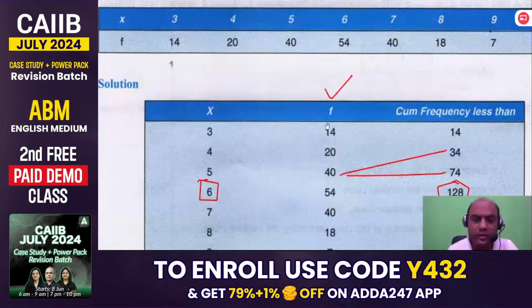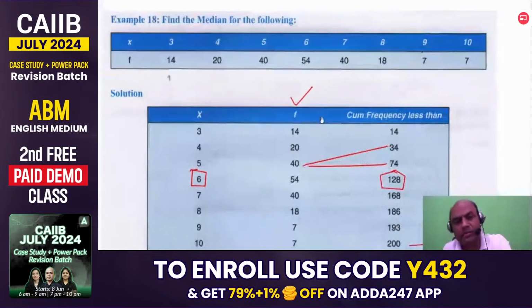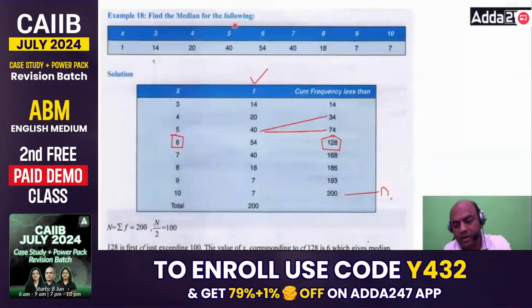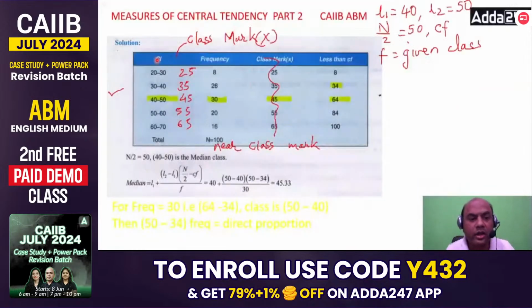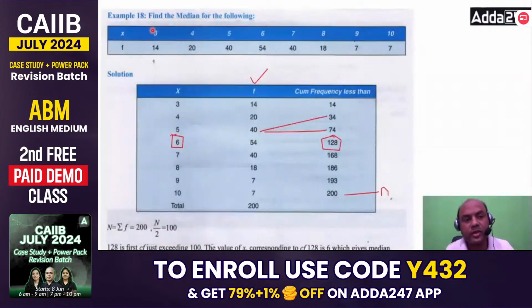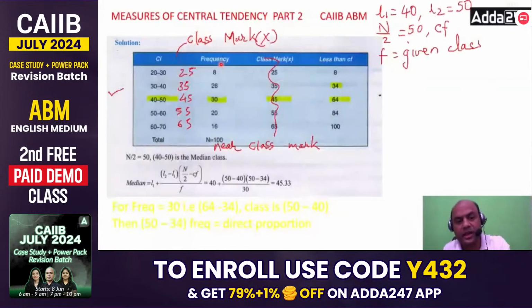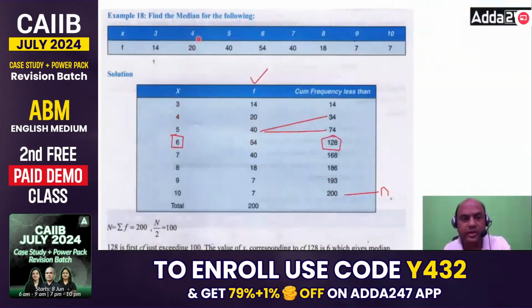Now look at the difference between this problem and the earlier problem. Here you had a class 20 to 30, 30 to 40, okay? But here you don't have the class interval. You have directly x, whatever is given, that is x, and the frequency is as it is. Frequency was here also. So this is the easier one. Whenever you have only x rather than 30 to 40, 40 to 50, this is very easy.